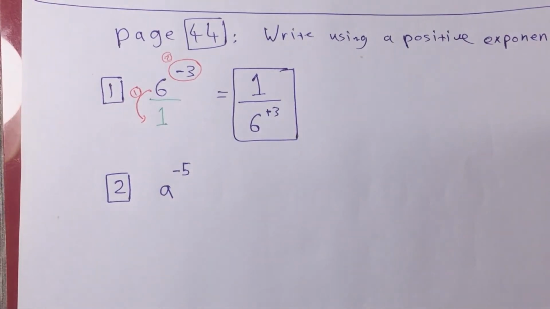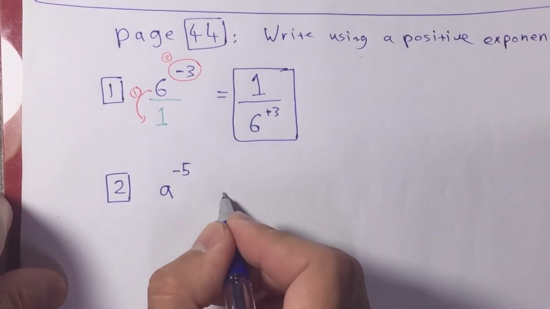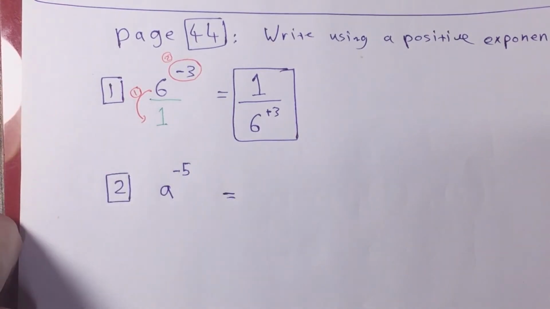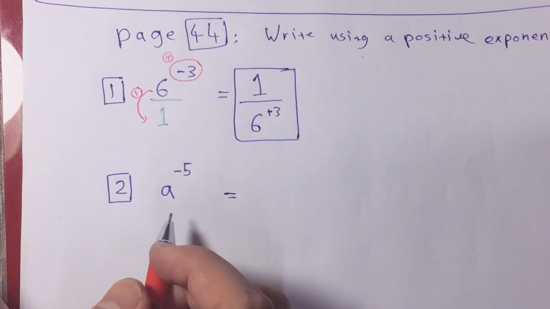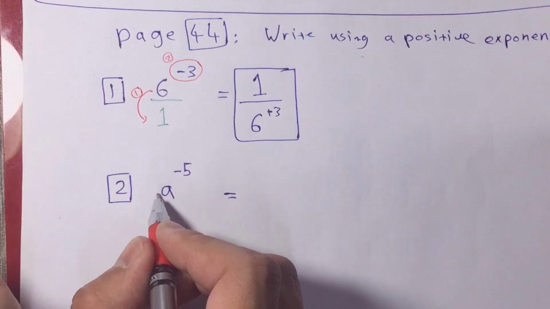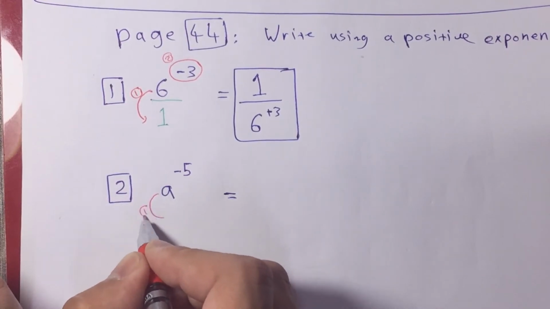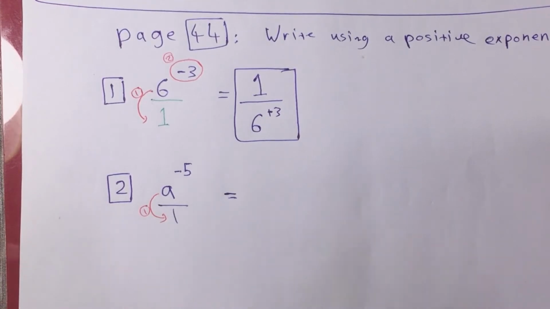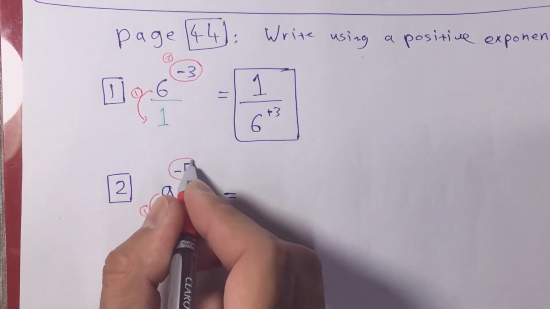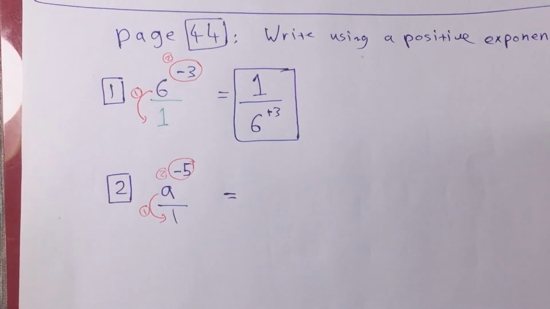How can we write this into positive exponents? So the first step is to look at this A. Is it in the numerator or denominator? It is in the numerator. So what do we do? We change its place. That's the first step. And the second step is what? To change the sign of its exponent.